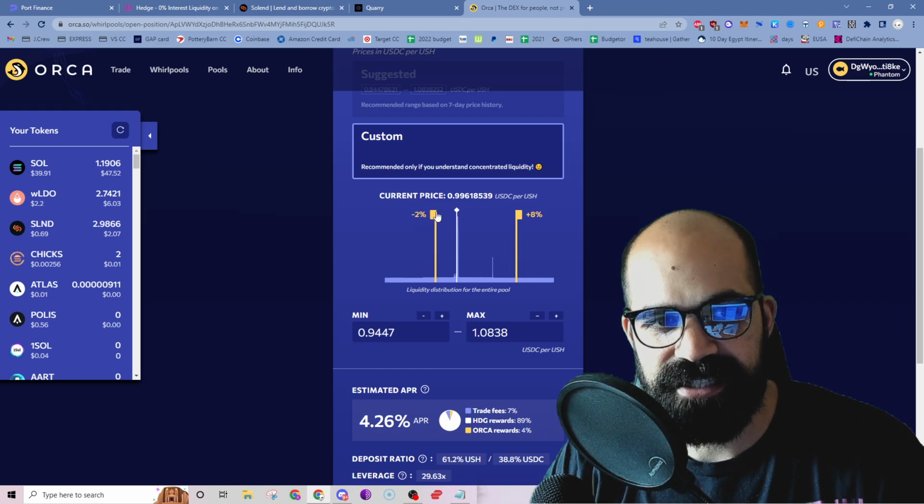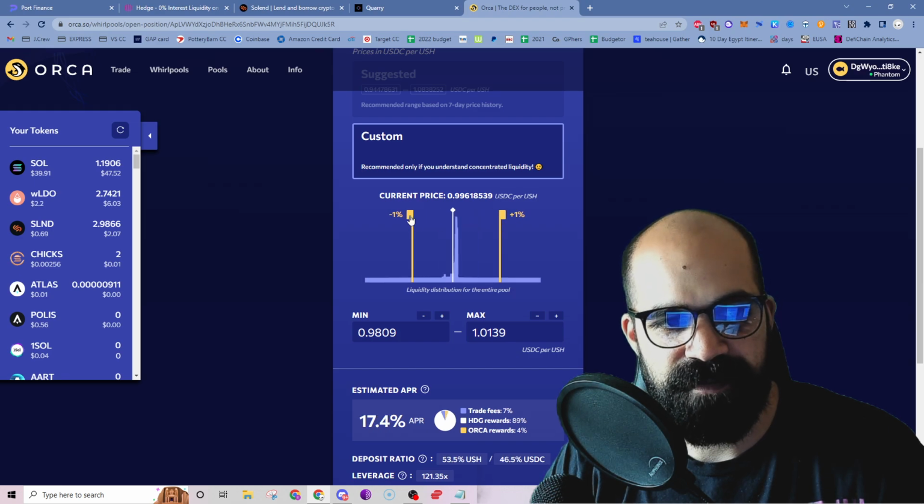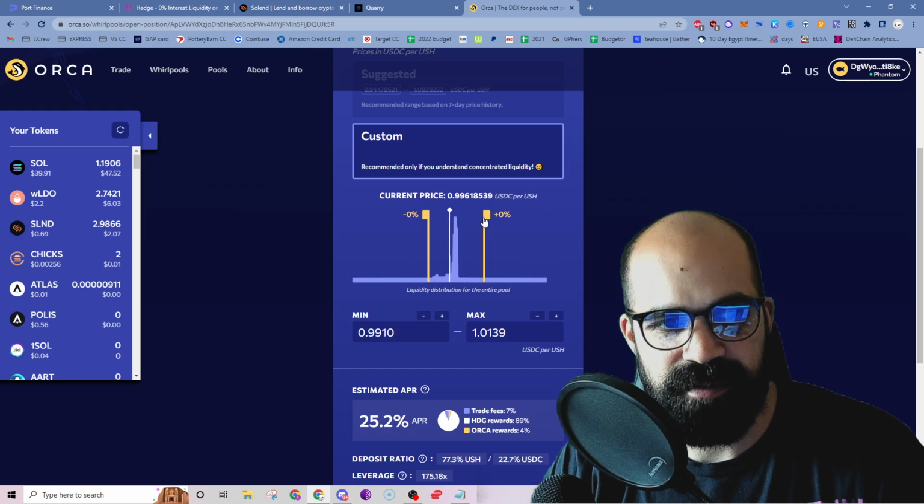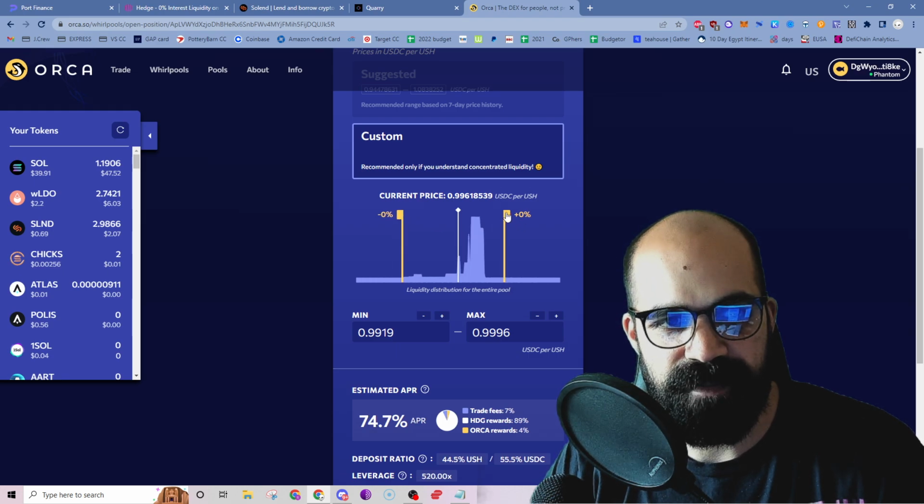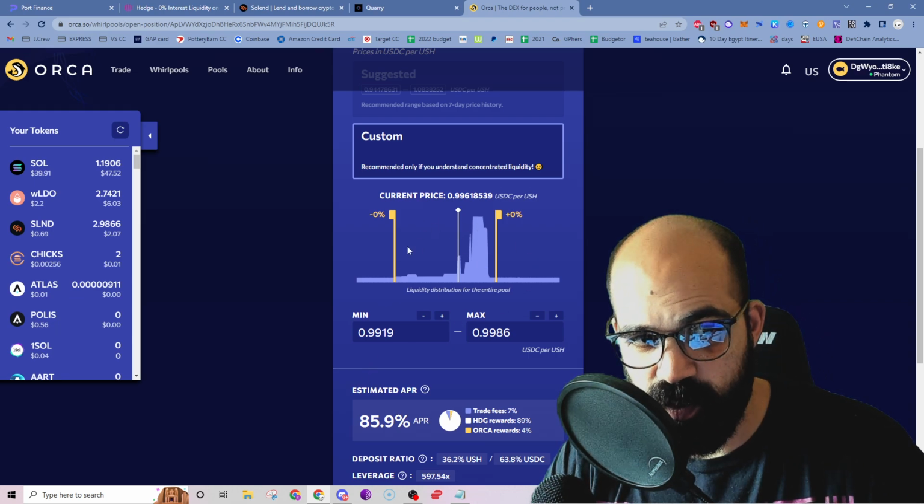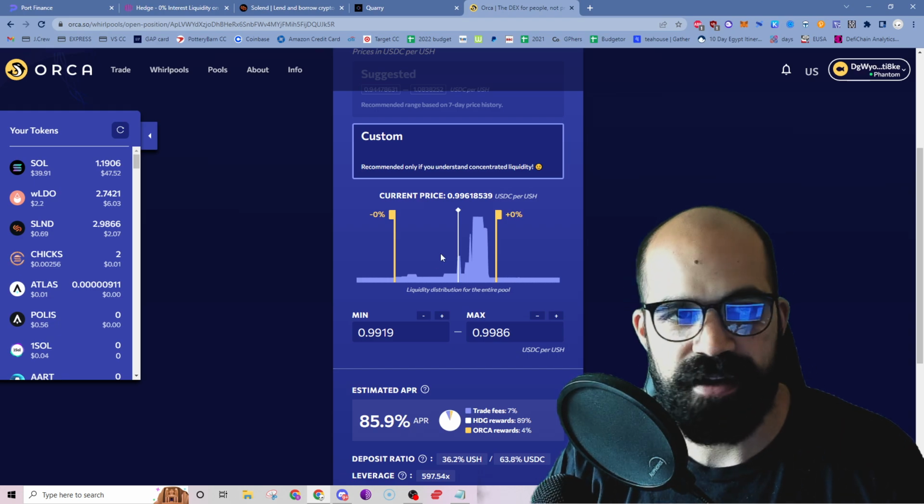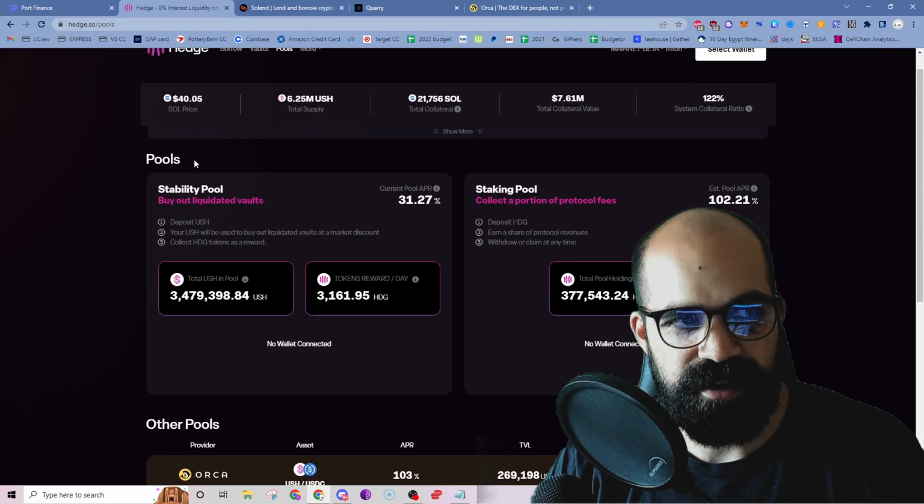If I tighten that range to a much more reasonable range, let's keep tightening, like that seems just about good, right? Probably going to be pretty okay within this range, which is where most of the swaps happen. Still can get 85%.